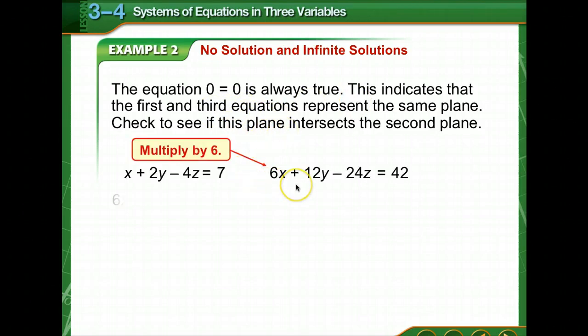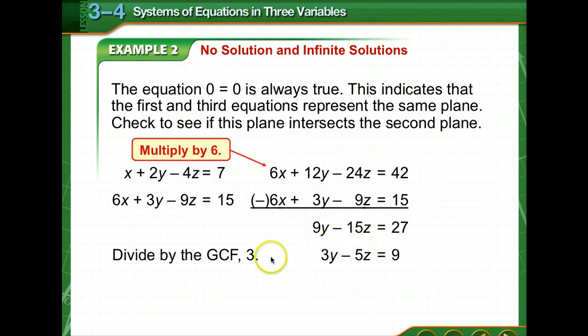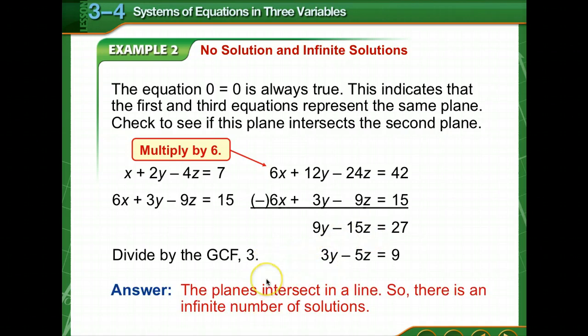We're going to multiply it by 6. We're going to subtract the third one from it. We end up with 9y minus 15z equals 27. The greatest common factor is 3. The planes intersect and align, so there is an infinite number of solutions.